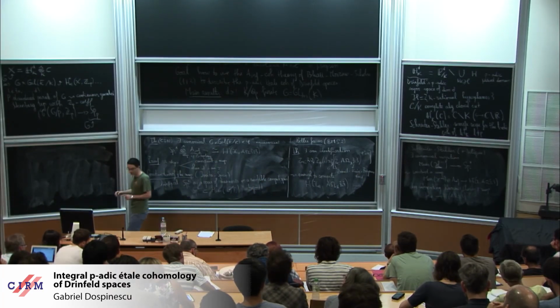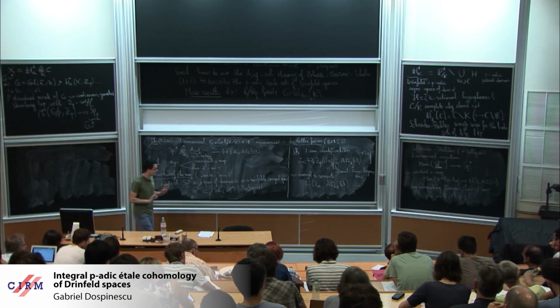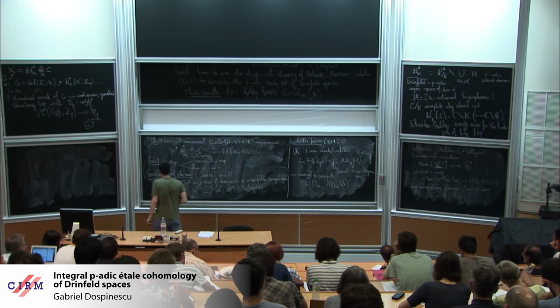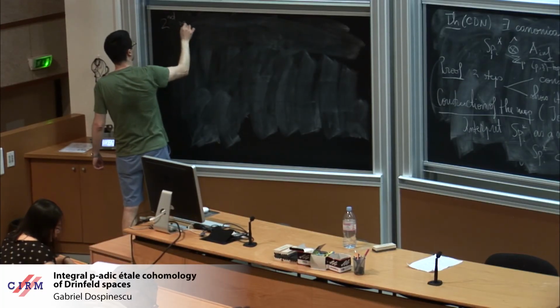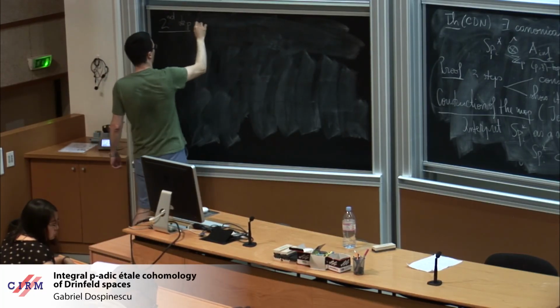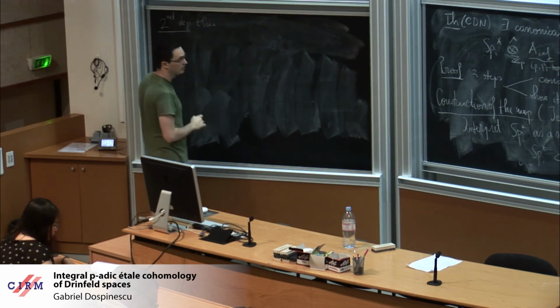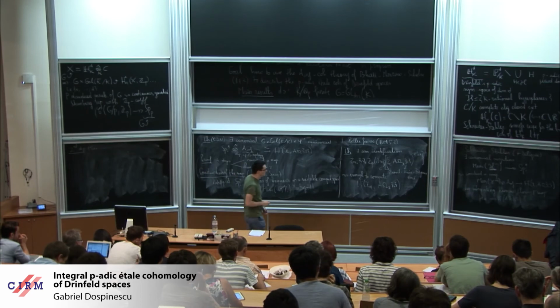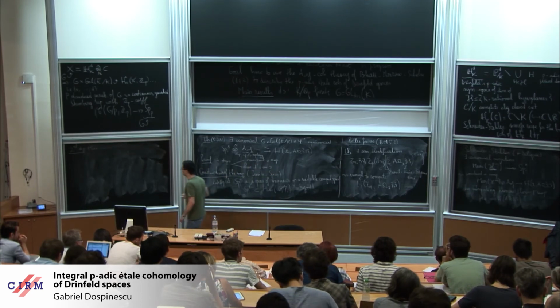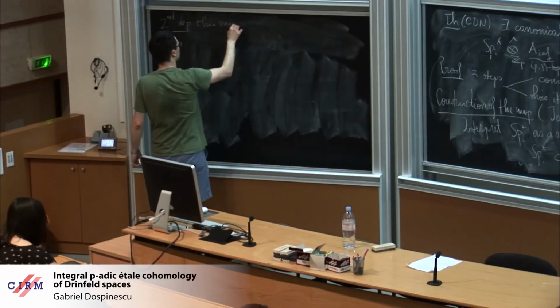Now the fun part is how you prove that this is an isomorphism. So second step. This map, well, did I give it a name? Yeah, this map, call it alpha.